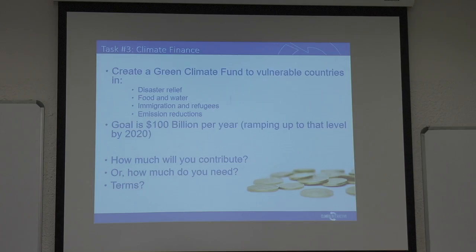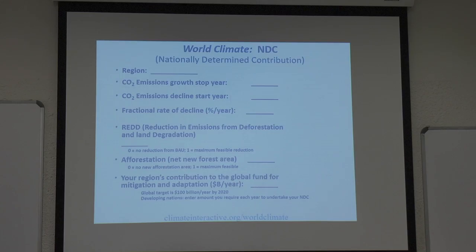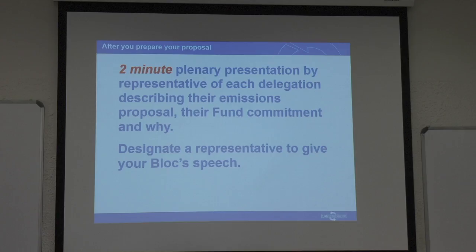Finally, the third part of the pledge is to create a green climate fund for vulnerable countries in disaster relief, food and water, immigration and refugees, and emissions reductions. The goal is $100 billion per year. So you have to decide how much you will contribute, how much you need if you cannot contribute, and on what terms. So this is the pledge that you will have to submit. These are all the things that you need to submit. You have this paper in your files.